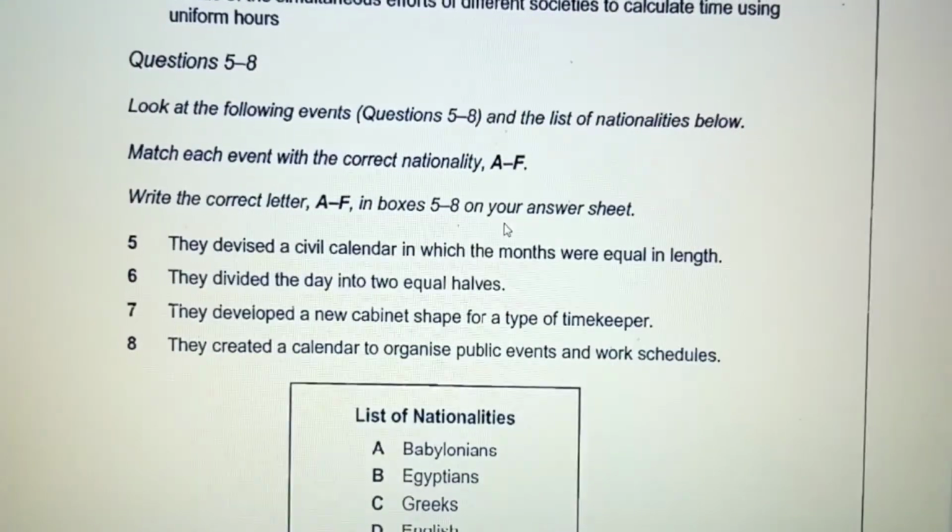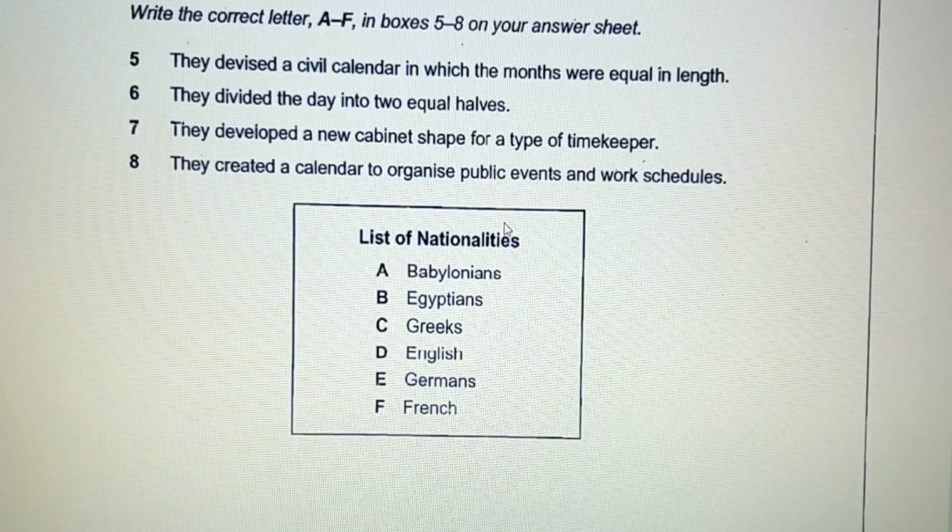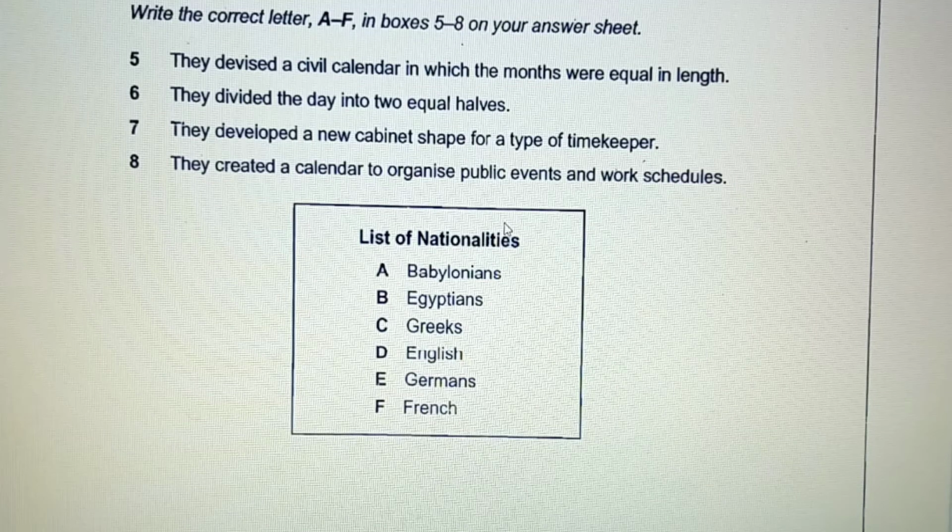Now, questions 5 to 8 talk about matching the information to nationalities. One mistake that people might make in this particular type of question is writing the nationality. The question said that you should write the correct letter A to F in boxes 5 to 8 of your answer sheet. Somebody might read question 5 and find that the answer is B, which is Egyptians. When you read it in the text, you find that Egyptians are correct, and you might be tempted to go and write Egyptians. Many people do. Don't think it's not possible.